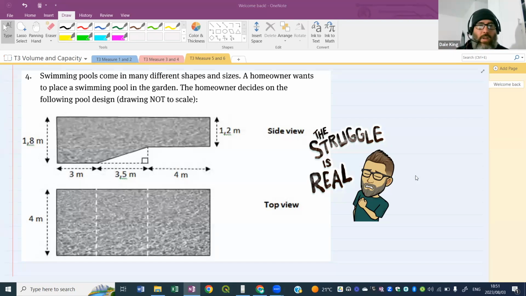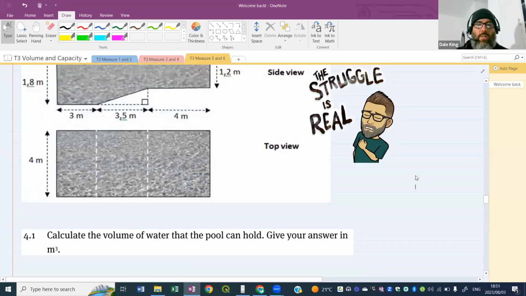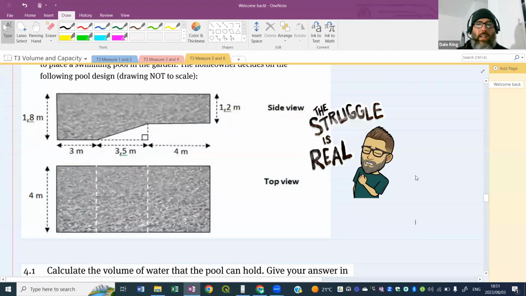Okay, but this is the question. Calculate the volume of the pool. Oh gosh. Can you calculate the volume of this pool? I know you're thinking, so where's the formula? Show me the formula, I can work it out. No, there's no formula.